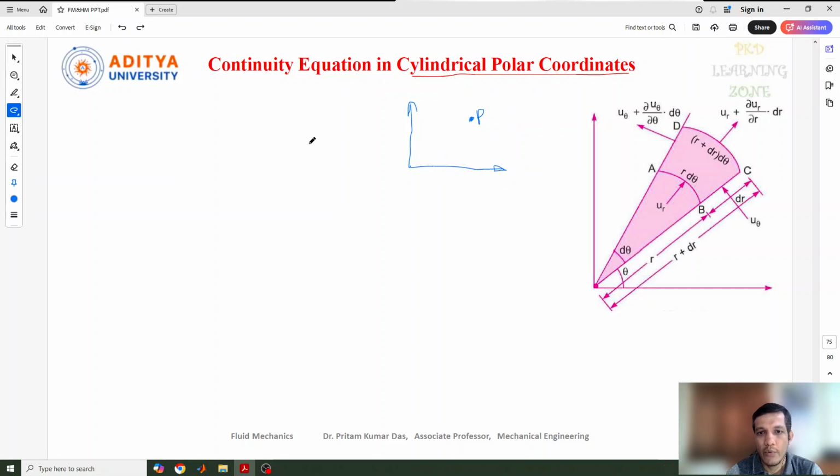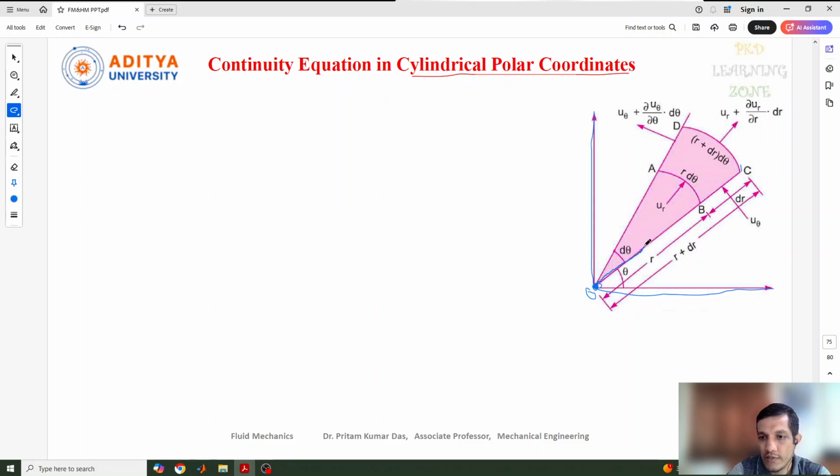Now for this we have to find the continuity equation. So let's consider a small fluid element in this two-dimensional polar coordinate system. We have taken x and y, and the polar coordinate system needs to be marked in r and theta, as I told you. The point location starts from this origin point, which we mark as O.